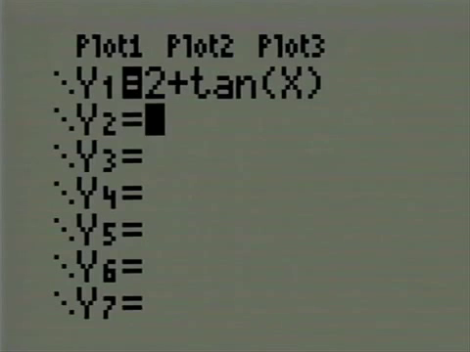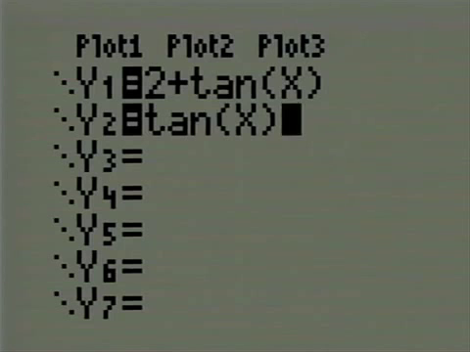There's 2 plus the tangent. It's interesting. Let's go back to y equals and compare that to the graph of tangent x. So you can see exactly how the 2 plus tangent compares to tangent. So I'm going to push graph again. And you can see there's the tangent, and the other is clearly 2 units shifted vertically from that.